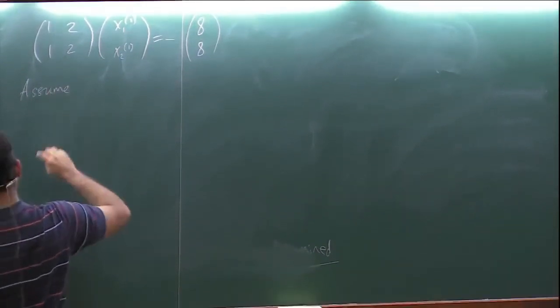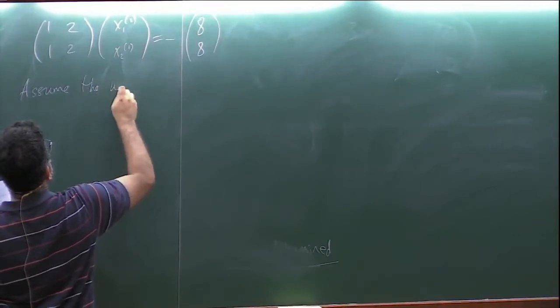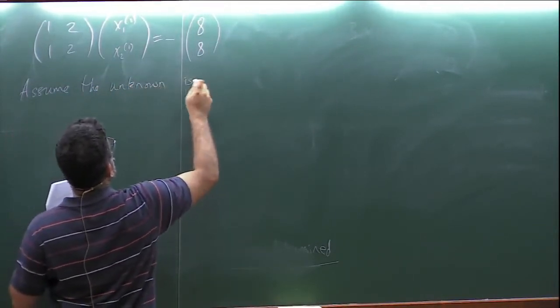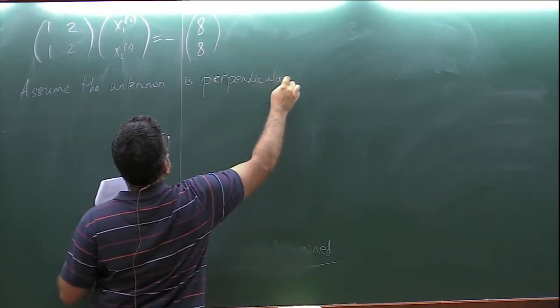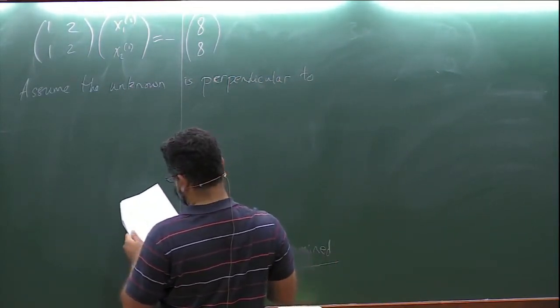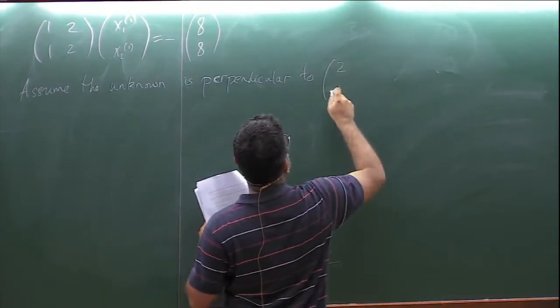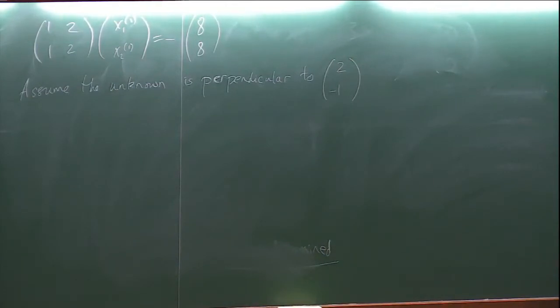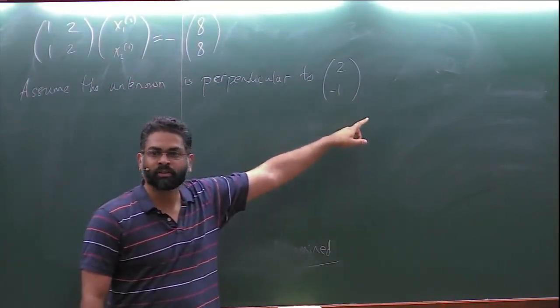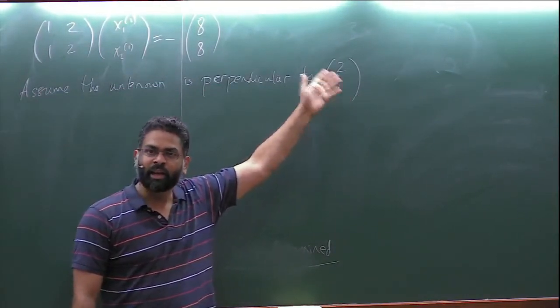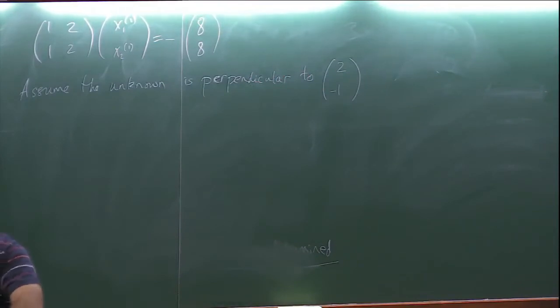Assume the unknown is perpendicular to, what was that vector? 2 minus 1. Okay? Why would I do this? This comes back to the point you were asking in terms of homogeneous and particular solutions. The solution to this problem will be one particular solution and an arbitrary multiple of the homogeneous solution. What is the homogeneous solution? Precisely 2 minus 1, the thing in the null space. And I'm saying I want to make sure there's nothing in the homogeneous direction.